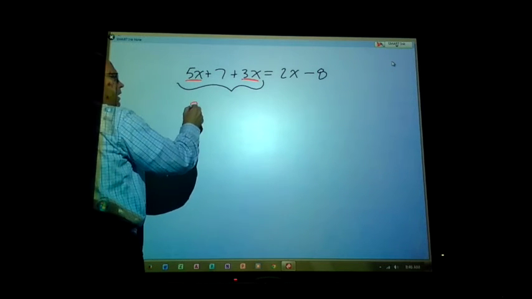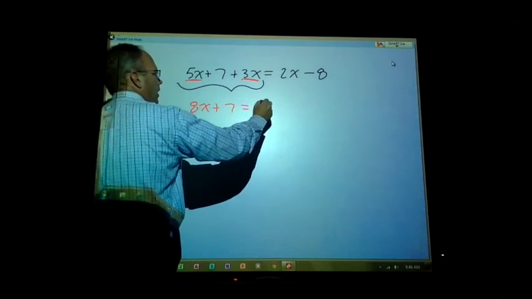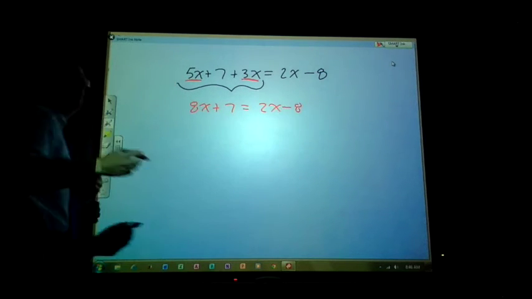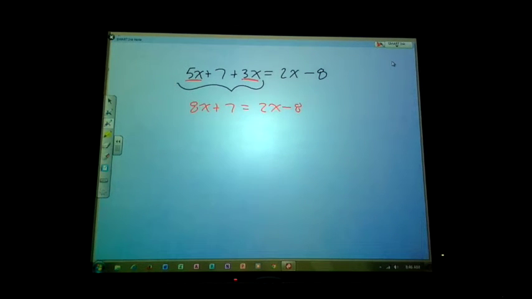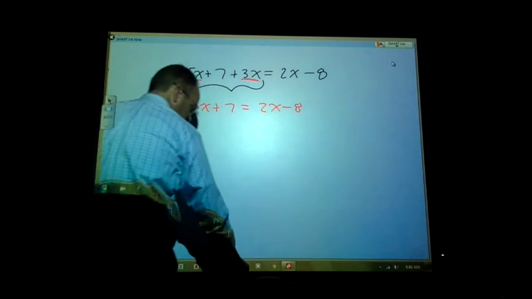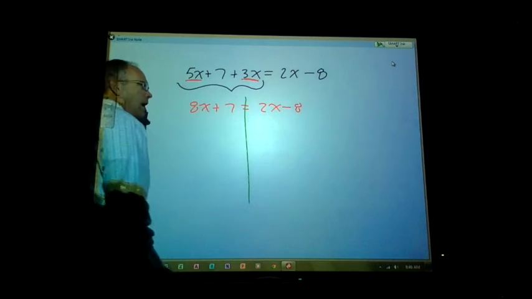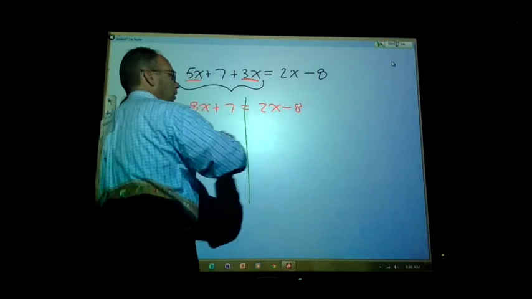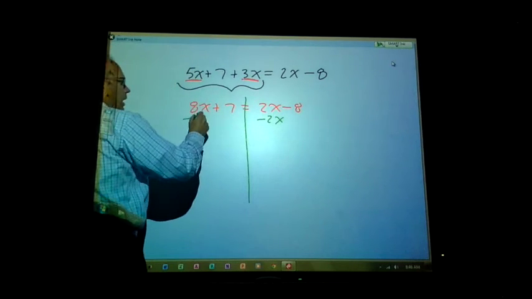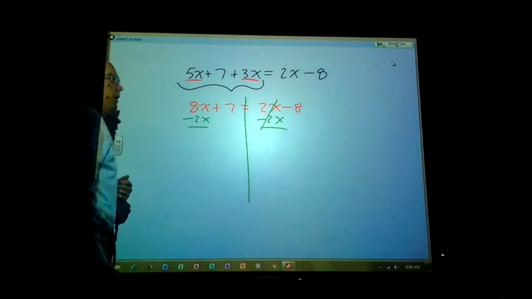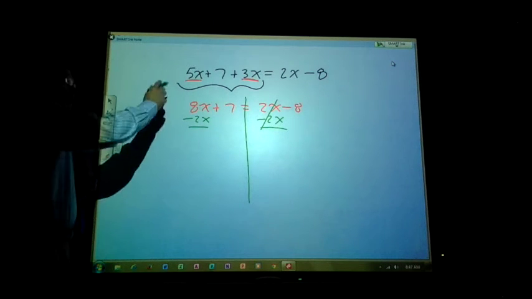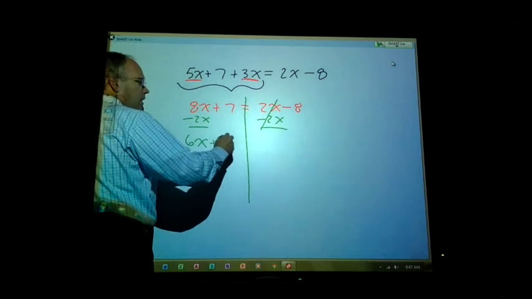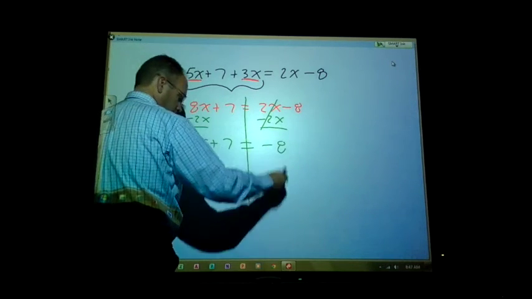Did I move anything to the other side of the equation at this point? No. I combined like terms that I have, and I'm going to go through and solve it. Now would be an okay time to draw your line down, and then we could say, okay, should I subtract 8x, subtract 7, subtract 2x, or add 8? It's your choice. You're going to get the same answer. X might be on one side or the other. It doesn't matter. I might choose to subtract 2x from either side. Those are going to cancel out each other. I'm going to combine those, so that's going to give me 6x plus 7 is equal to negative 8.